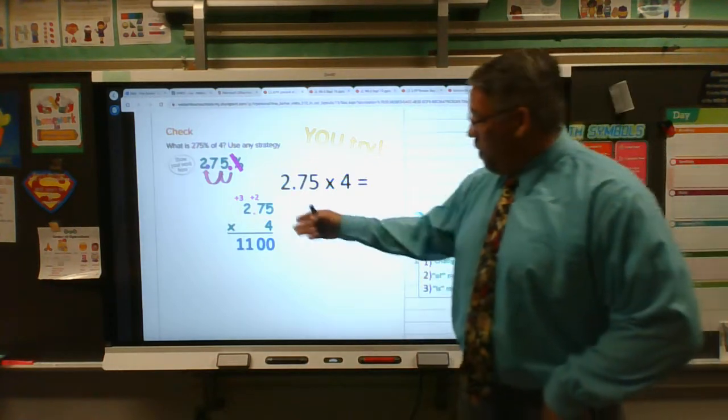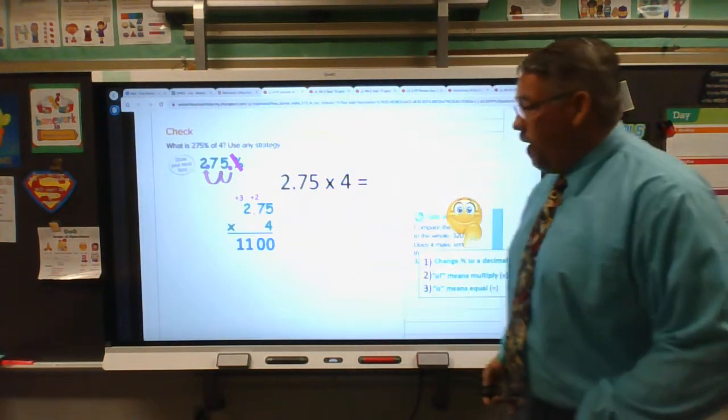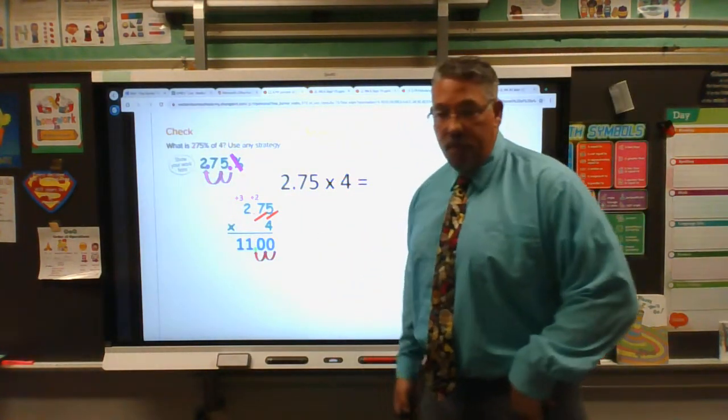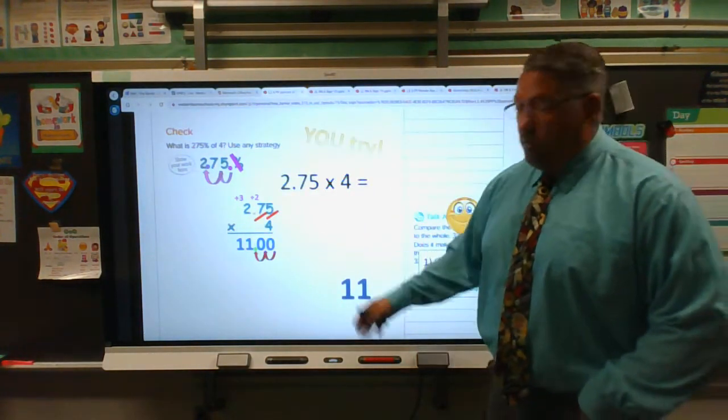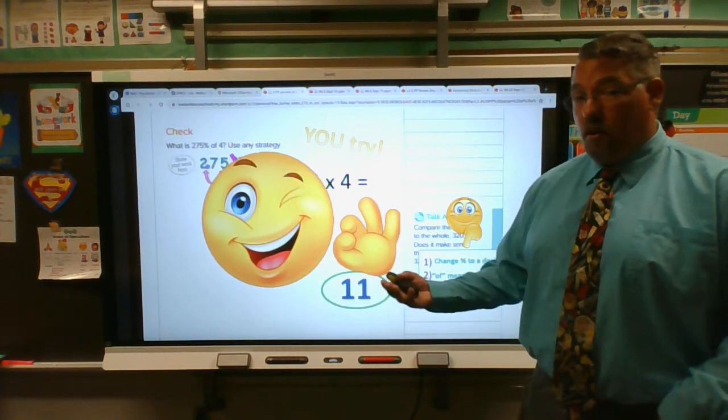I go and I look at my multiplication problem. Doesn't matter that they're in the top number now. I still have 2 decimal positions. So I'm going to go to the bottom and move from right to left 2 times. I end up with a whole number of 11. All right? So if you got it, then you're ready to move on.